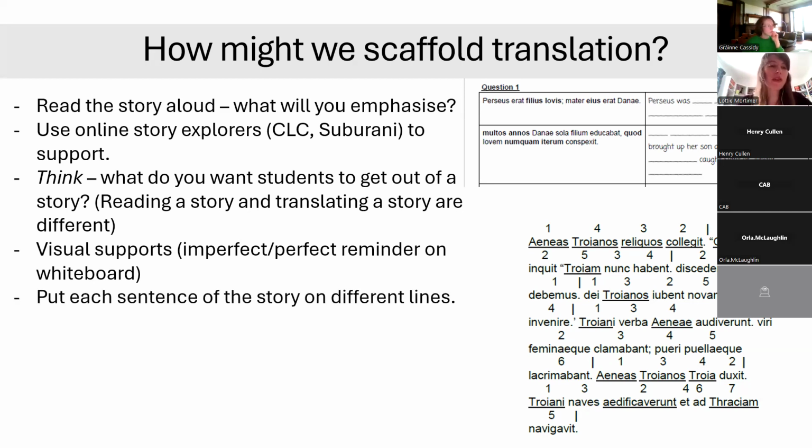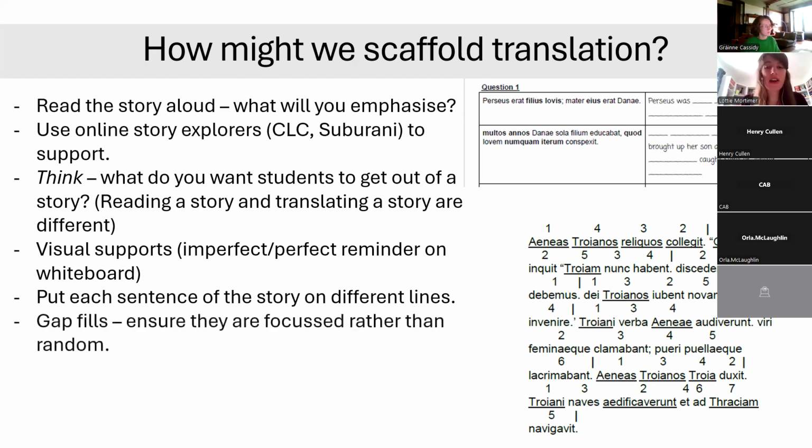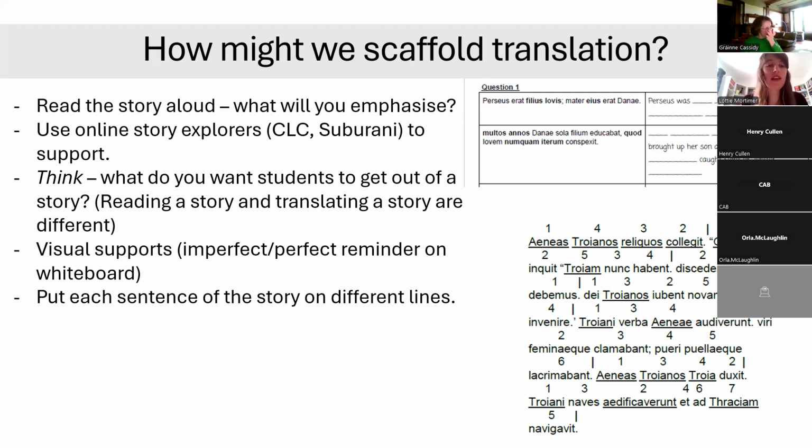This one I find makes a really big difference. Some students are really scared of a big chunk of Latin. And one thing you can do, just change it from a paragraph into sentences broken down on different lines, can make a really big difference. Still the same text, but it's separated out into less scary chunks. Have a go, see if it works. For some students, that is a scaffold.